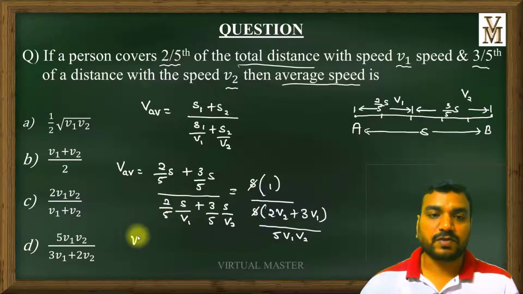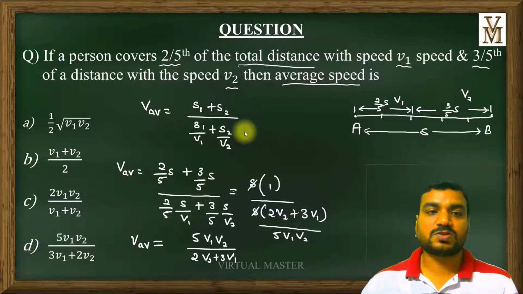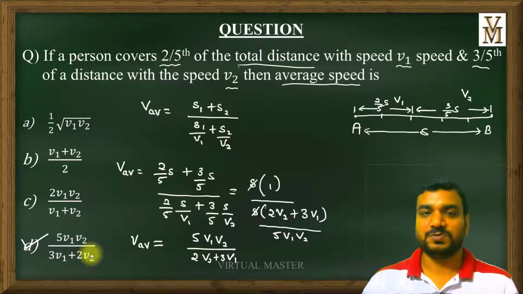After simplifying, you are going to get V average, that is average speed, equal to 5V1V2 divided by 2V2 plus 3V1. So the correct answer for this question is option D, 5V1V2 divided by 3V1 plus 2V2.